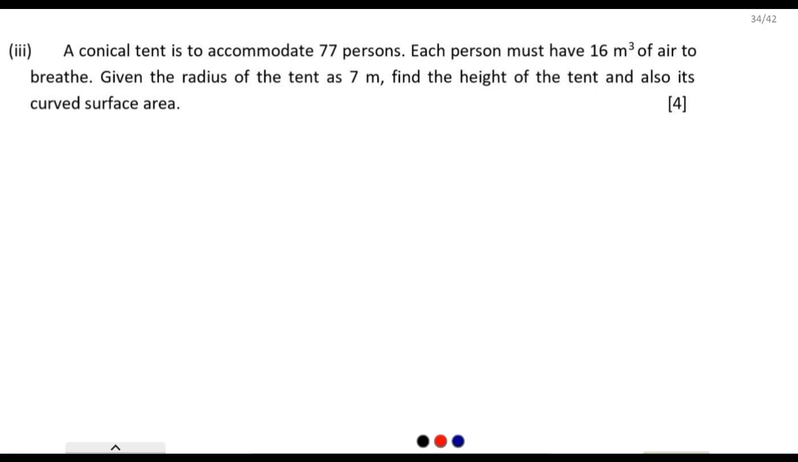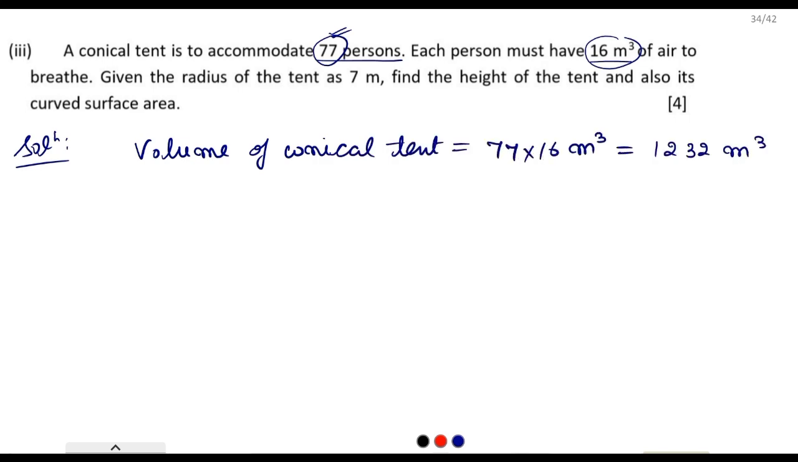Third part, it is from mensuration. Conical tent is to accommodate 77 persons. Each person must have 60 cubic meter of air to breathe. And there are 77 persons in the tent. It means volume of tent will be 77 multiplied by this. Radius of the tent is 7 meter. We have to find the height of the tent and curved surface area of the tent.